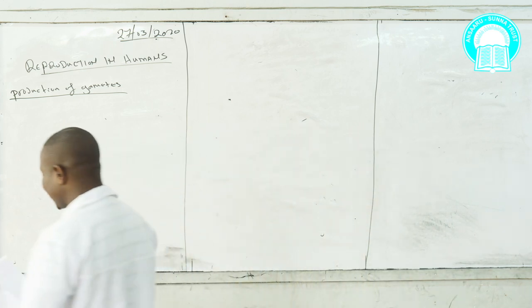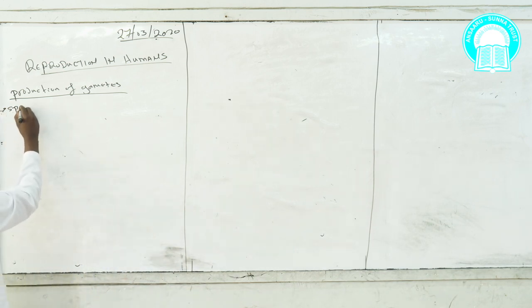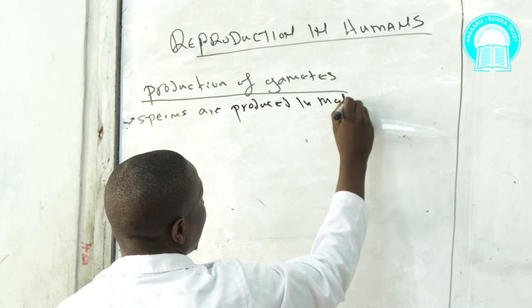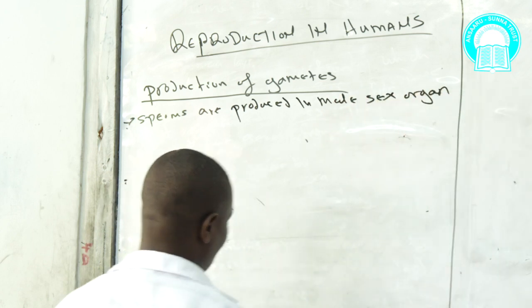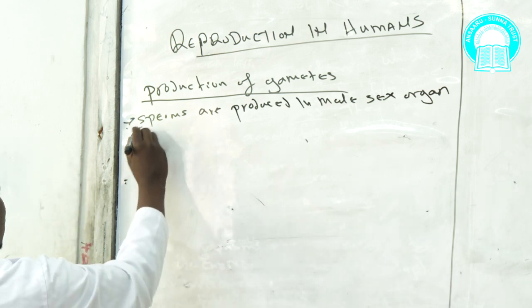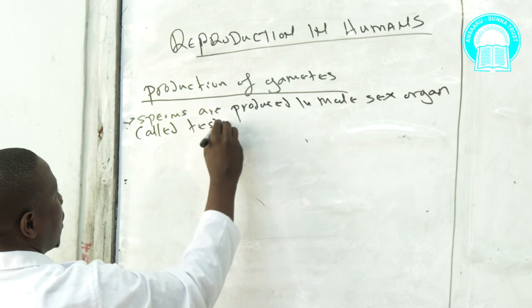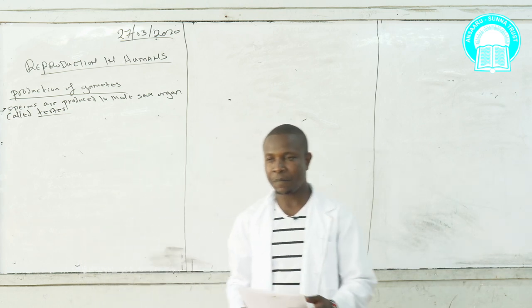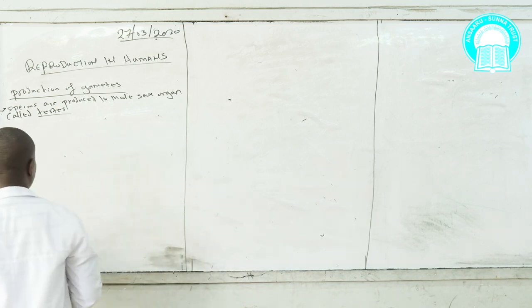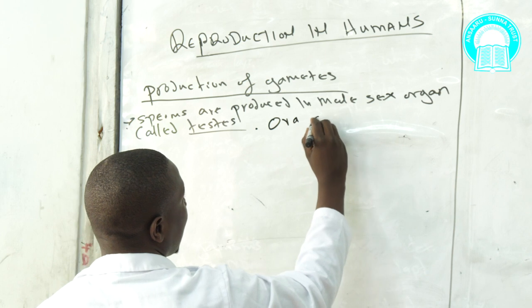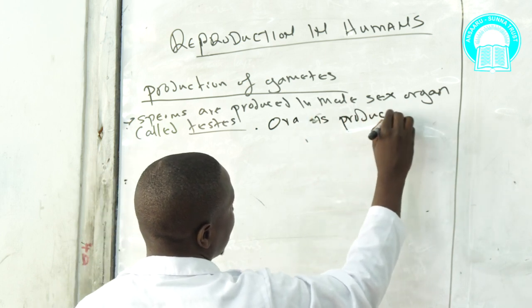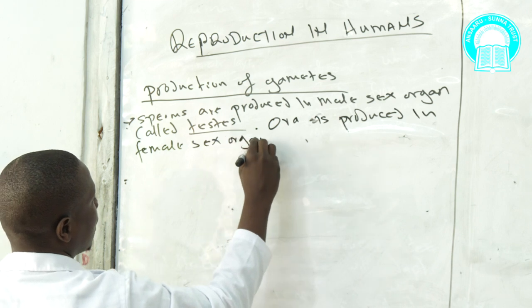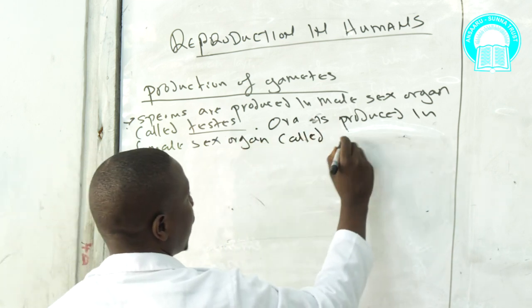Sperms are produced in the male sex organ called testes. So sperms are produced in the male sex organ called testes. What about ova? Ova are produced in the female sex organ called ovaries.